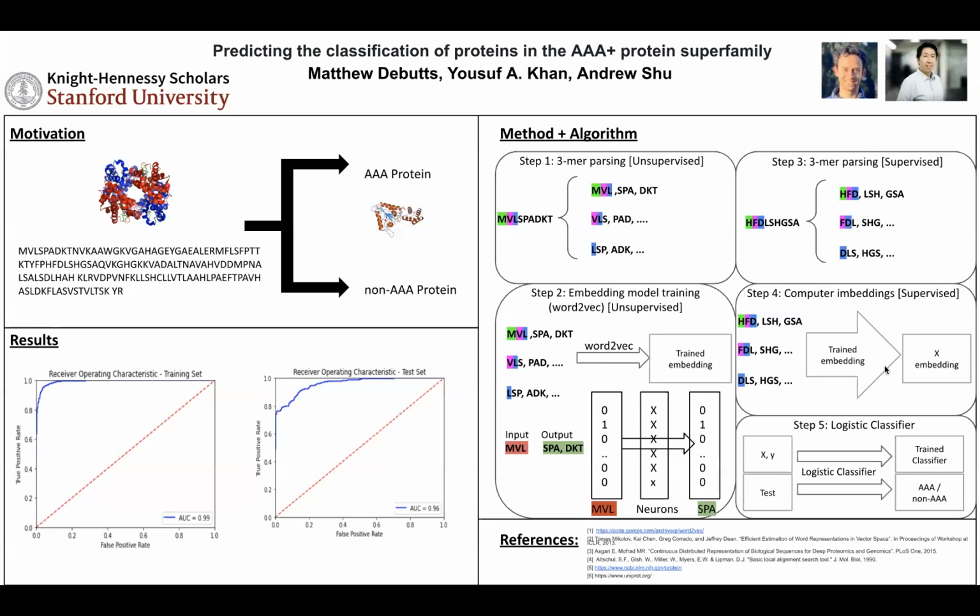Our confusion matrix, you can see in the paper, but our results were quite satisfactory on the whole. In the bottom left-hand corner there on the results, you can see that we got 99% on the training set and 96% on the test set for precision, and 96.3 for the training set and 92 for recall. And this is great because it's obviously an economical way to distinguish these AAA proteins from a random set.